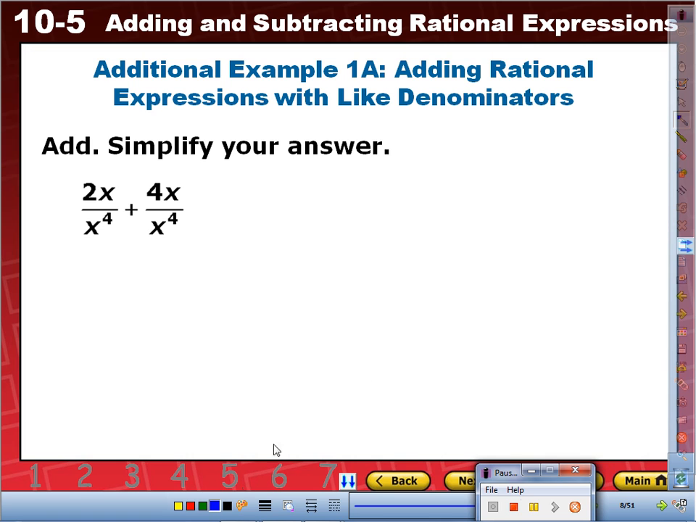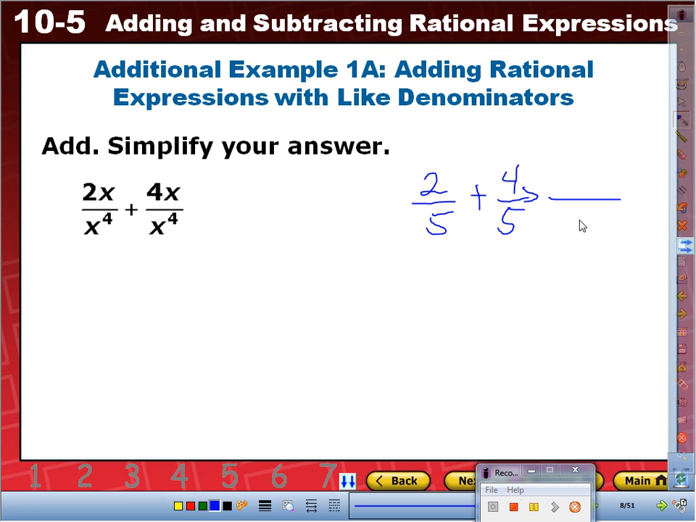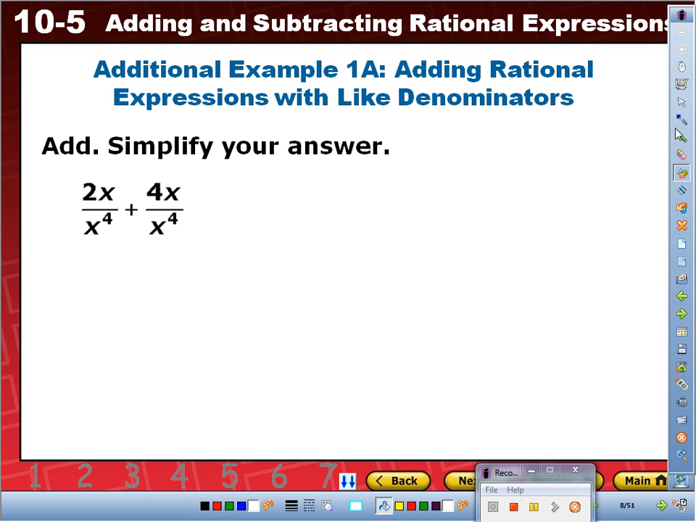Look at the fractions. Let me show you first with numbers. When we had fractions just with numbers, let's say 2/5 plus 4/5, what would we do? Identify the common denominator. We write it. From there, we add the numerators, so that's 6, and then we simplify. Is that correct? That's exactly what we're doing today, but now we're doing rational expressions, when it involves polynomials.